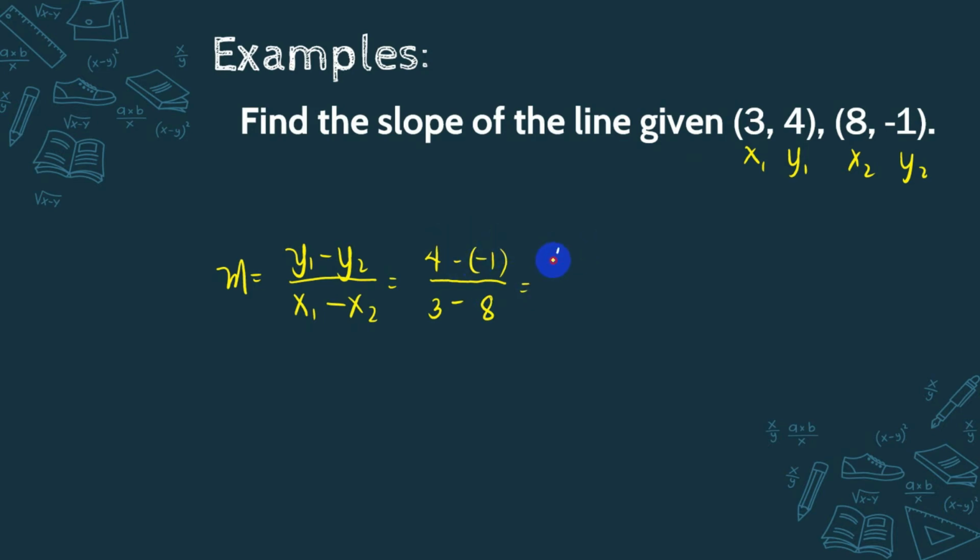Now, we can do the KCC or keep change. Keep positive 4. Change the operation, change the sign. It becomes 4 plus 1 all over 3 minus 8. Although we don't have to do keep change here, as long as we know that if we have subtraction, we subtract the absolute values and use the sign of the greater value. So, 3 minus 8 is 5, and the sign of the greater value is negative. So, 4 plus 1 is positive 5 all over negative 5. And if we rewrite our final answer, we have negative 1 as our slope. For this example, we have negative 1 as its slope.